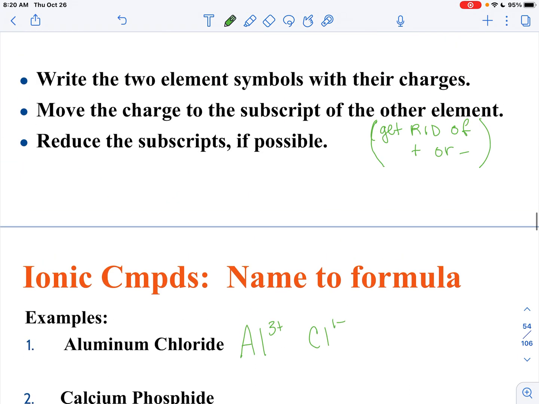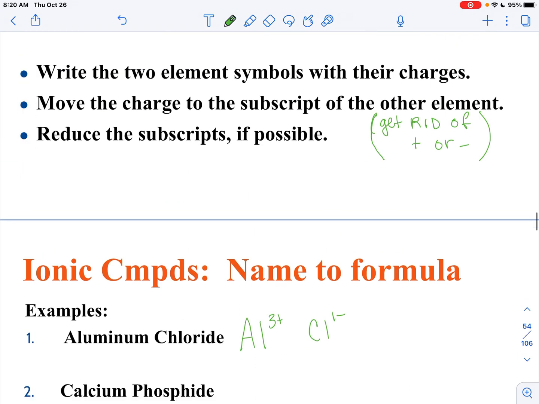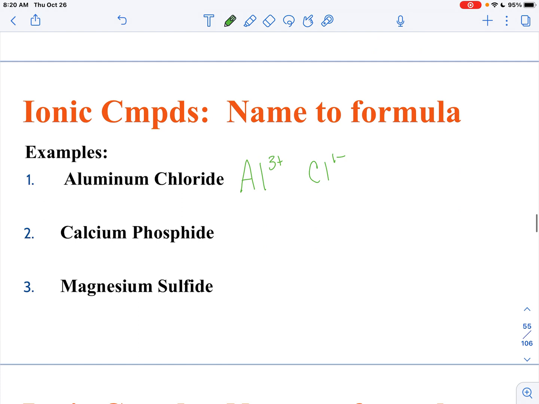The next thing we do is move the charge to the subscript of the other element and get rid of the plus or minus. So the 3 goes to the subscript, bottom number of Cl. The 1 goes to the subscript, bottom number of Al. And then you would get Al1, Cl3. We don't write ones in chem most of the time, so again, we would get AlCl3. That's what we got last time, but we didn't have to do all the Lewis structures and figure out how many we needed.